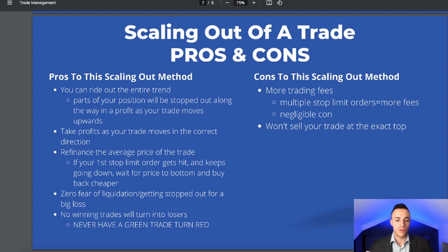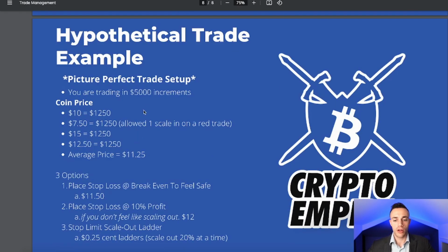All right, so these are the pros and the cons of scaling in and out of trades with this method. Now let's get into a hypothetical example, and then we'll hop into the charts and give an example in the charts. All right, so let's say you were trading in $5,000 increments. So you have $5,000 for a trade, and you see a picture perfect trade setup on coin XYZ.